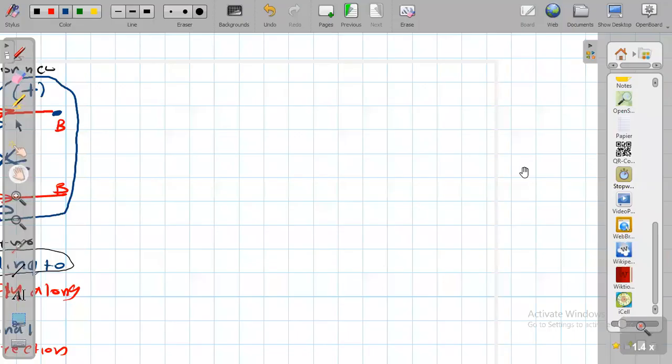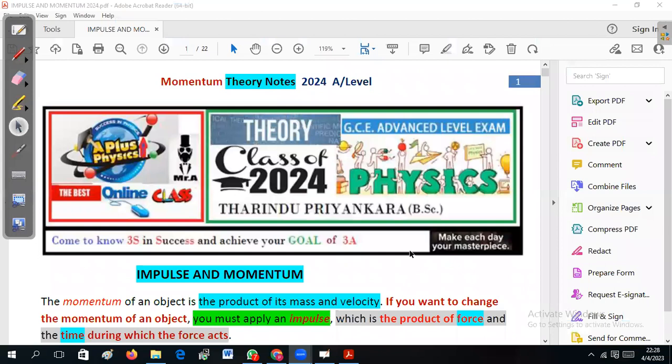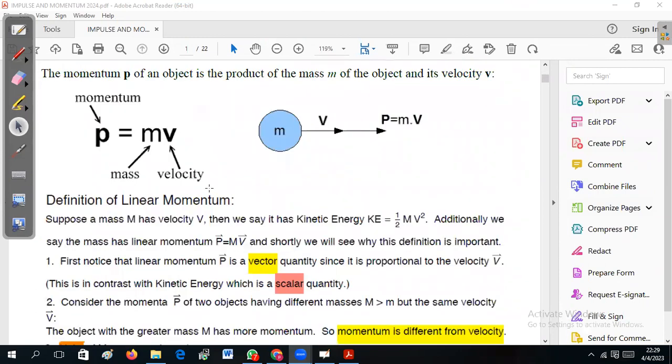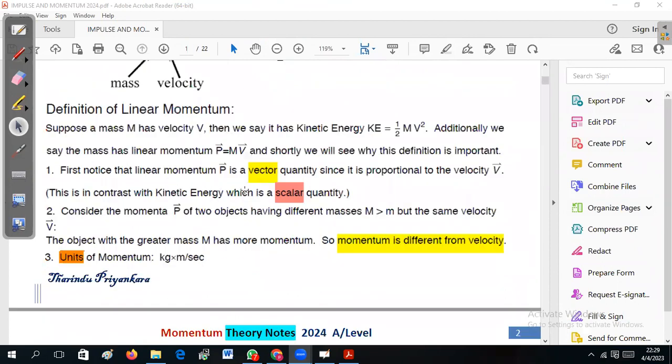Teach one more simple stuff here. After that, we can straight away go for calculations and questions. Normally, on the first day, I teach all the theory and give some time to understand the theory. From the second day onward, I normally do many questions. I hope you got the tute. If you didn't get the tute, let me show you. Did you get this, the impulse and momentum part? Even here, I included all the vectors and everything.